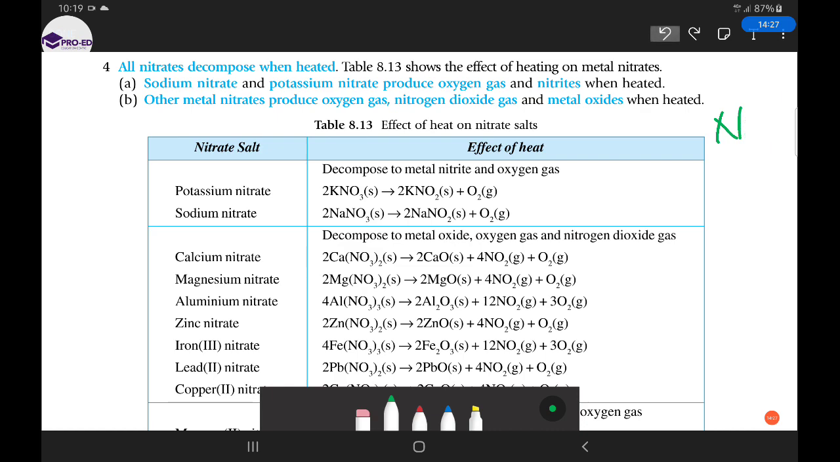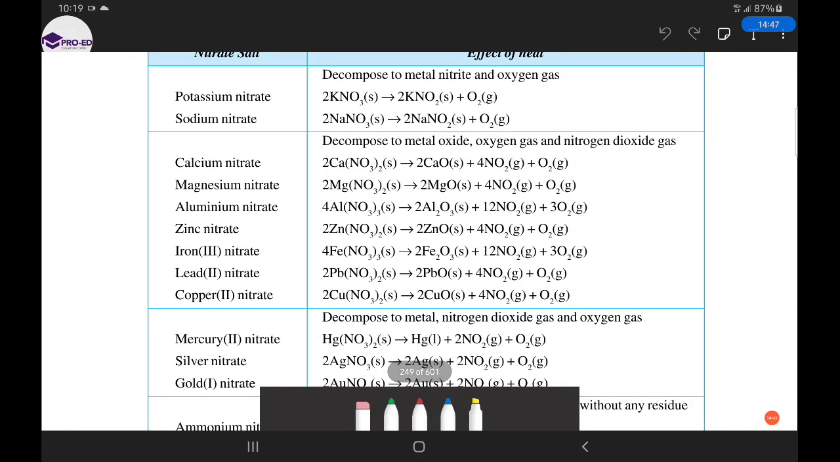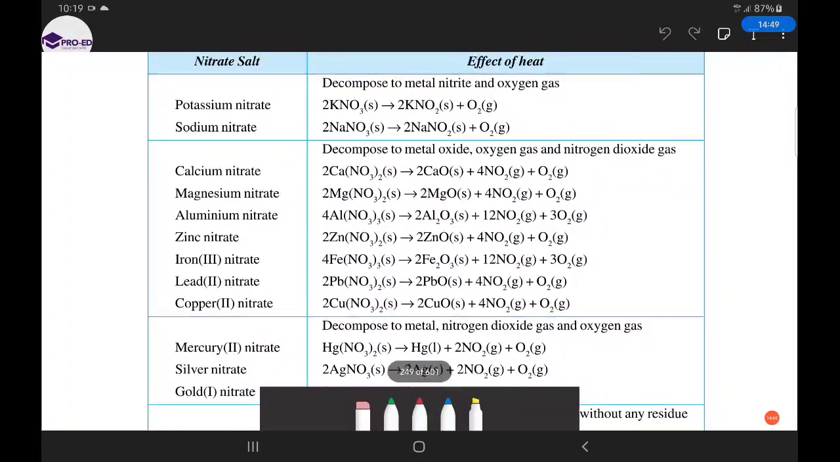For B, they're telling us other metal nitrates will produce oxygen gas, nitrogen dioxide gas, and metal oxides when heated. We'll be learning it one by one. Only sodium and potassium have a special scenario where they only produce two products. Everything else produces more than two products. We're going to see.